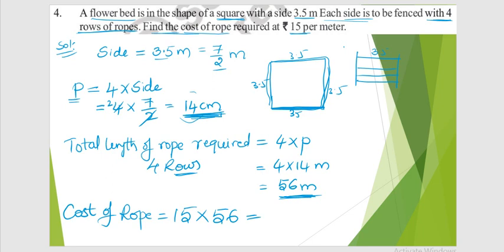So 15 into 56. So go on multiplication. So 56 and this is 15. 6 5s are 30. So 3 is carried. 5 5s are 25 plus 3 is nothing but 28. Next this will be 56. So 6 will be here, 5 will be here. So 0, 8 plus 6 is nothing but 14. So 5 plus 2, 7 plus 1, 8.